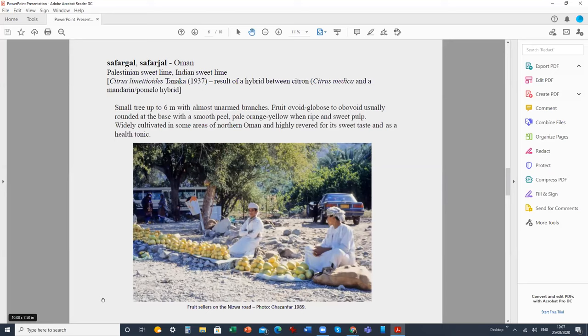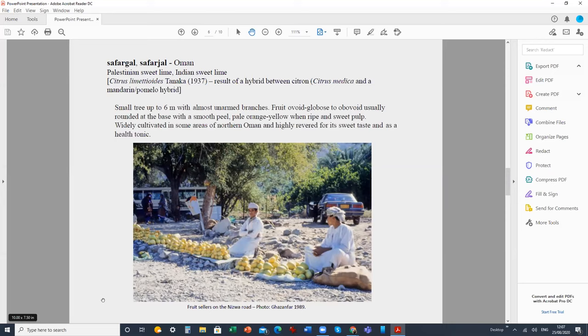When the time comes, there are street sellers or people who sit around somewhere on the Nizwa Road selling Safarjal. Safarjal is something like a very sweet orange, but for the local Omani it is used as a health tonic, and it is liked a lot by the people. I haven't seen it being sold in the market.